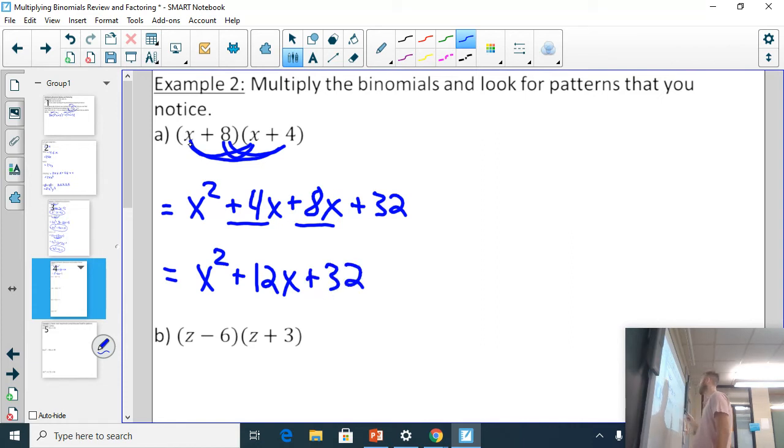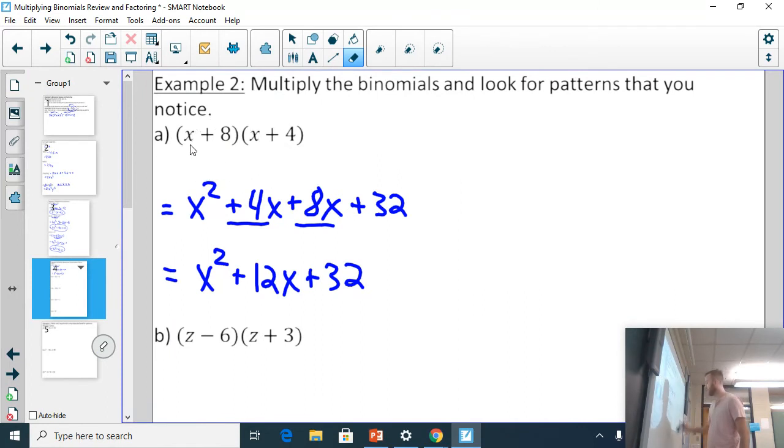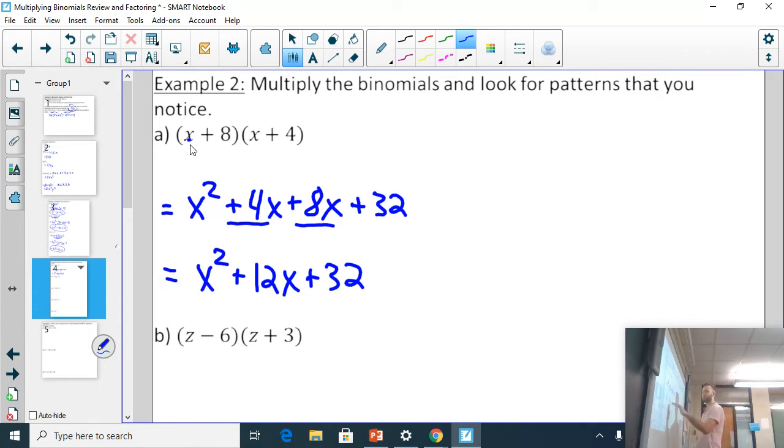And here's where I want us to look for some patterns. Let's erase this and just look at this for a second. Well, I'm sure you've been noticing every time we do the x times x, we're just getting a single x squared. Now, what does this plus 12 have to do with anything up here? I would take notice that 12 is 8 and 4 added together. And then this 32 is 8 and 4 multiplied together. I wonder if that pattern continues.